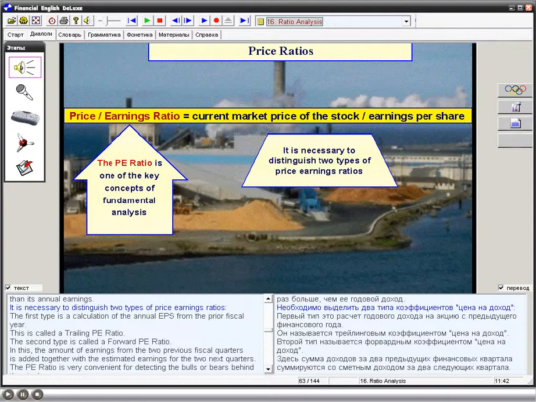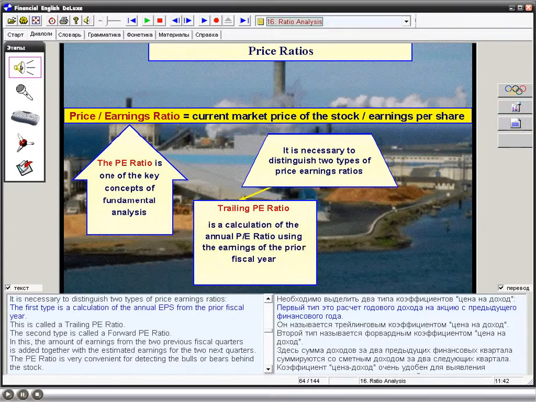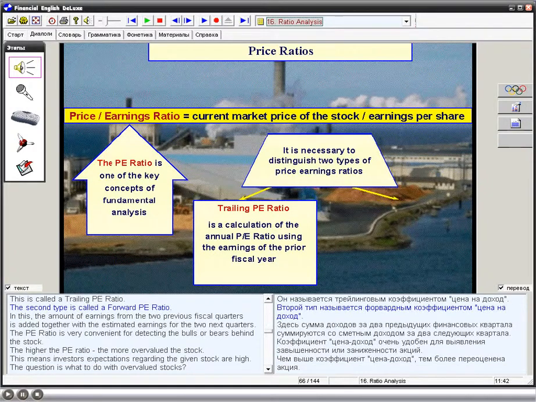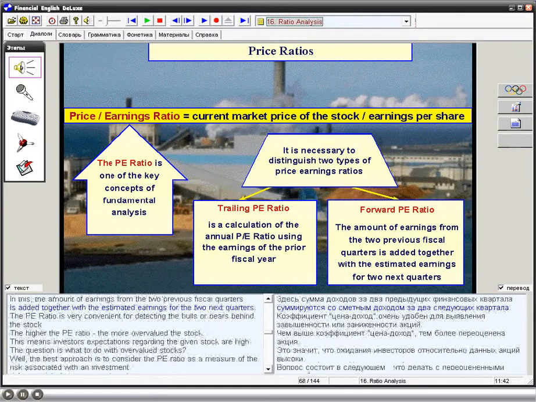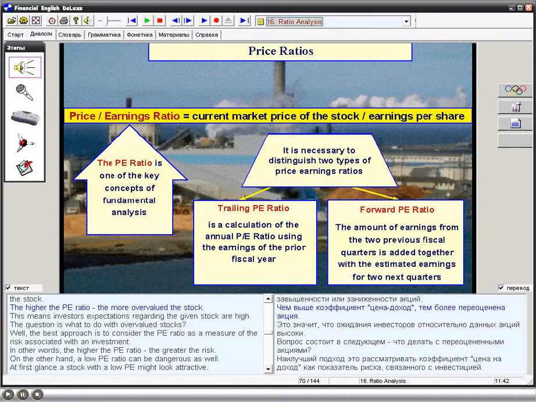It's necessary to distinguish two types of price-earnings ratios. The first type is a calculation of the annual EPS from the prior fiscal year. This is called a trailing PE ratio. The second type is called a forward PE ratio. In this, the amount of earnings from the 2 previous fiscal quarters is added together with the estimated earnings for the 2 next quarters. The P/E ratio is very convenient for detecting the bulls or bears behind the stock.